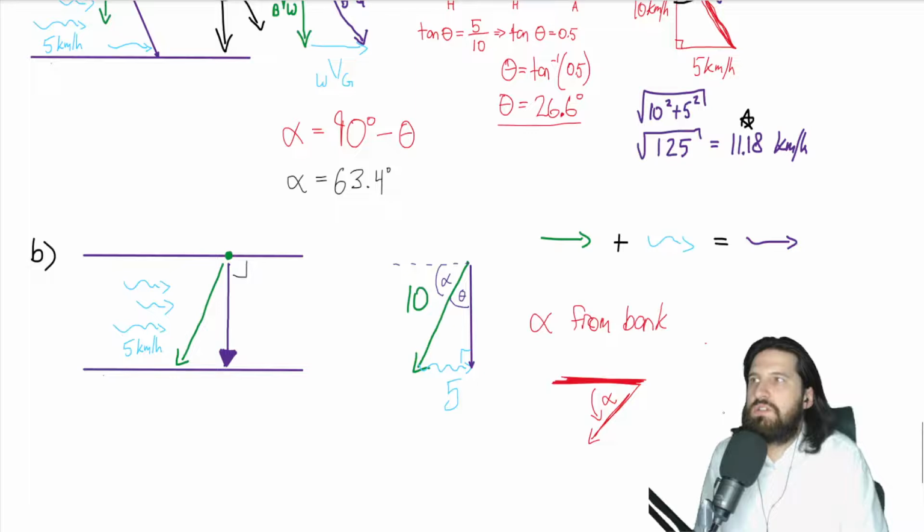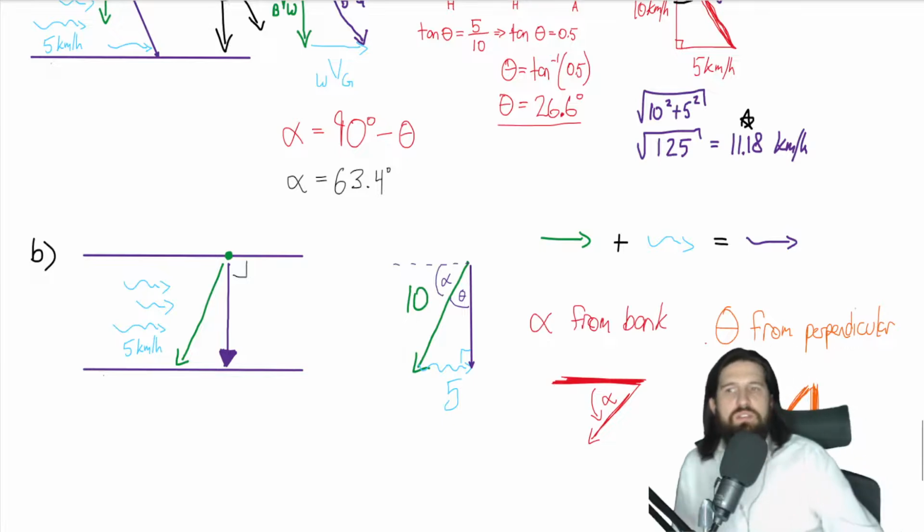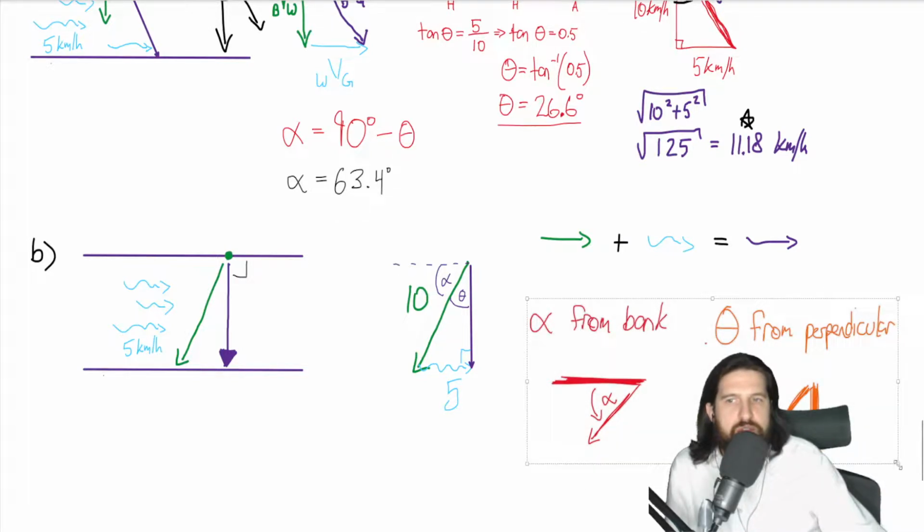Or you could say theta from perpendicular. Right? Because then that's the same spot. Even though theta and alpha are not the same, you get me to the same spot because this one you say from the horizontal and this one you say from the vertical. So either or is okay here. These are both the same.